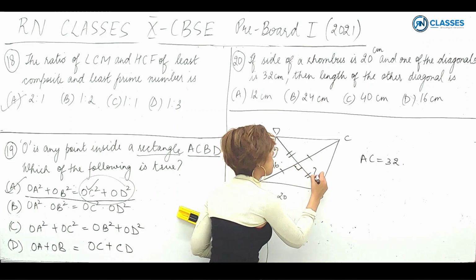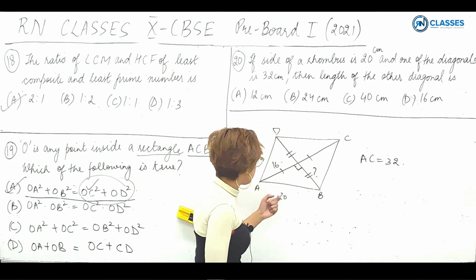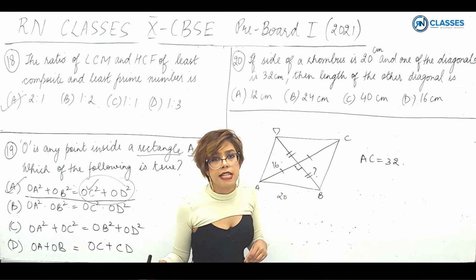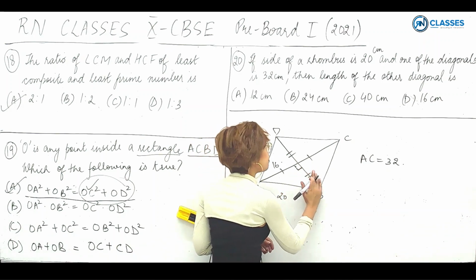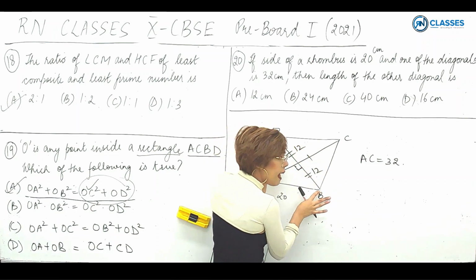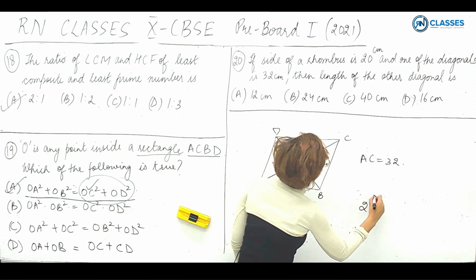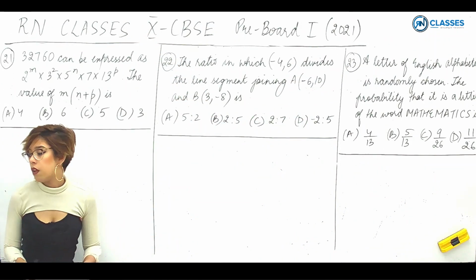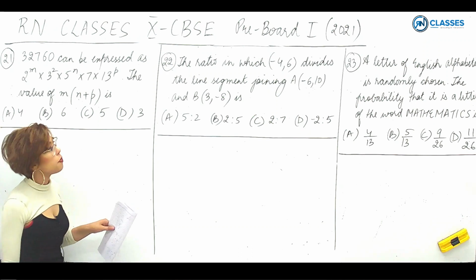So let me find out this. यहाँ पे 90 है. This is 16. This is 20. I know the Pythagorean triplet. 12, 16, 20. So definitely this side is 12. Now this is 12. Obviously this is 12. So entire diagonal is 24 centimeters. Alright. On to the next one.